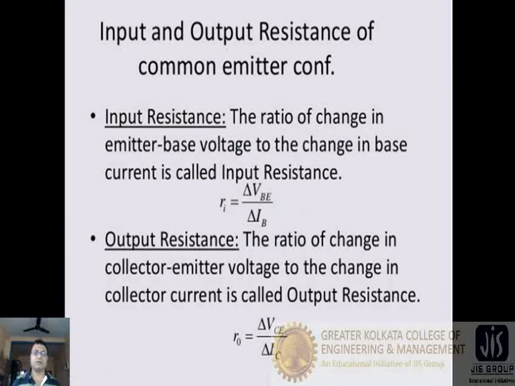Now we are going to discuss the output resistance. The ratio of change in collector to emitter voltage to the change in collector current is called the output resistance. So the output voltage is VCE, the collector to emitter voltage, and IC is the collector current. In this way we can derive the output resistance in terms of the output voltage, delta VCE, and the output current, delta IC. So in this way we can mathematically represent the input and output resistance for a common emitter configuration.